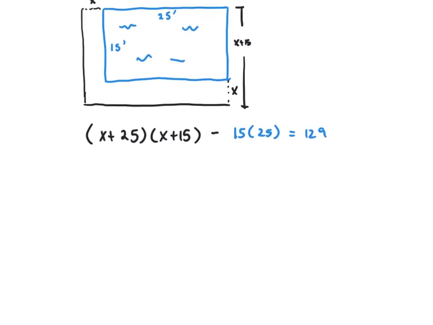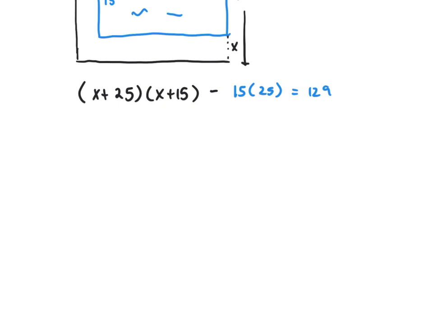So from here we have to do our math manipulation. We have to do double distribution here. So we get x squared, x times x, and then x times 15, right there, 15x. 25 times x is 25x. And lastly, 25 times 15, and that's going to be plus 375. And then, of course, we have a minus 375 there. And all that's going to equal the 129.